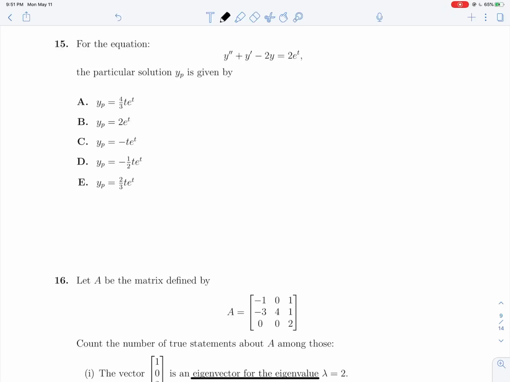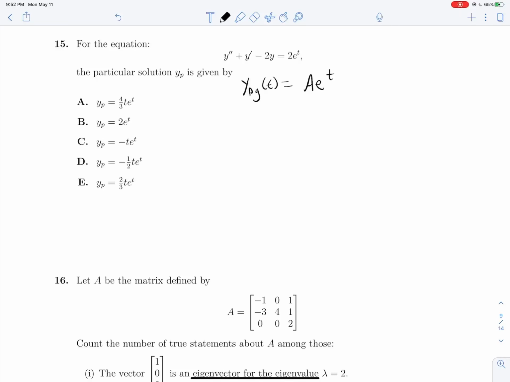15. For this equation, we're finding yp, our particular solution. So how are we going to do that? Well, we're going to do that with undetermined coefficients here, but it looks like we are going to run into a little bit of an issue. So let's first find our characteristic solution and what we would like our guess for y particular to be. Well, we'd like that to be a generalized form of 2 e to the t, that's a e to the t.